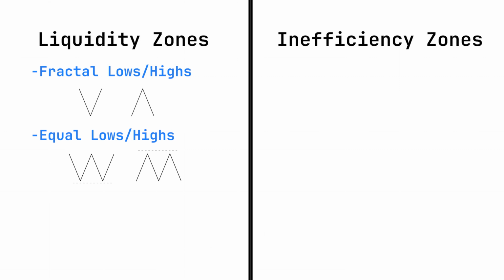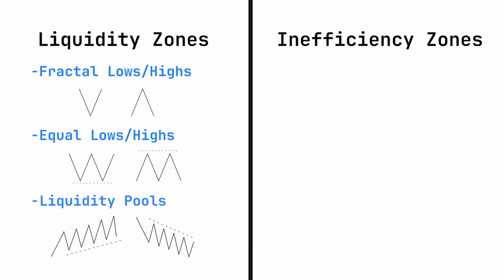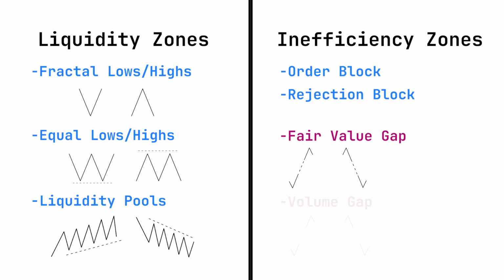The first type is liquidity zones, which are fractal lows and highs, equal lows and highs, as well as liquidity pools. The second type is inefficiency zones, which include all three of our volume tools. You can find more details about this in the previous video. However, I want to emphasize the tools that provide the greatest amount of liquidity to the market. These are the fair value gap and the volume gap. Now let's examine everything in more detail.